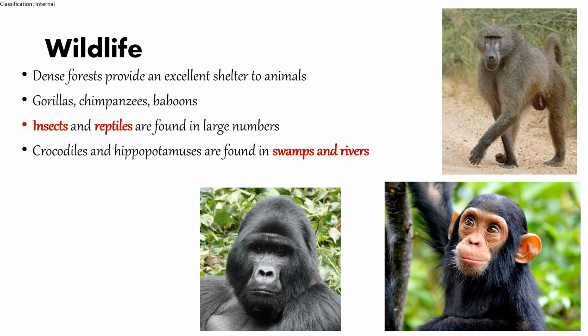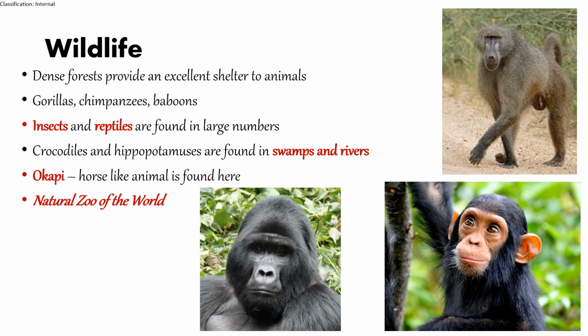Crocodiles and hippopotamuses are found in swamps and rivers. Okapi, a horse-like animal, is also found here. The Democratic Republic of Congo is also known as the natural zoo of the world. Why is it so? It is because there are so many animals in this country.